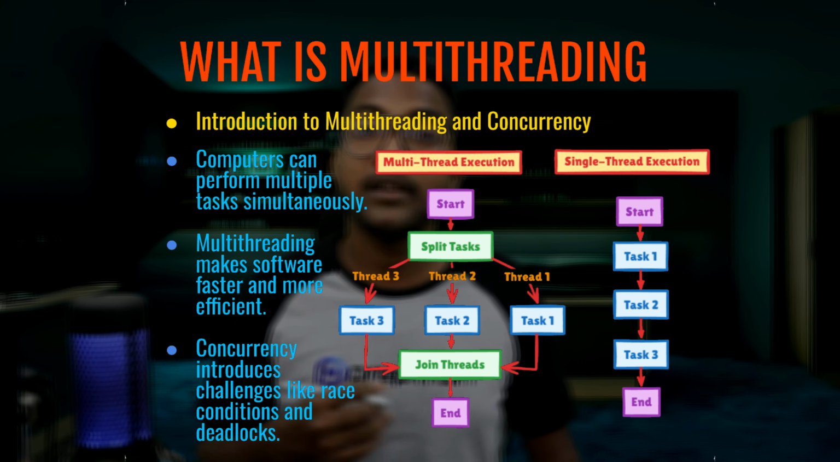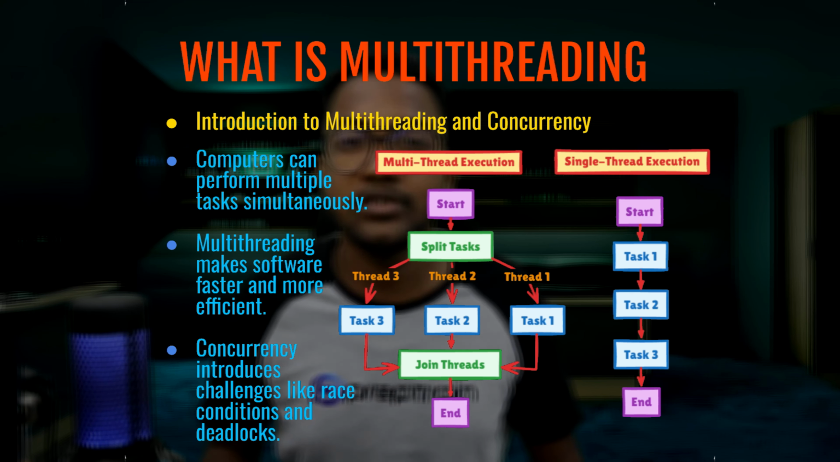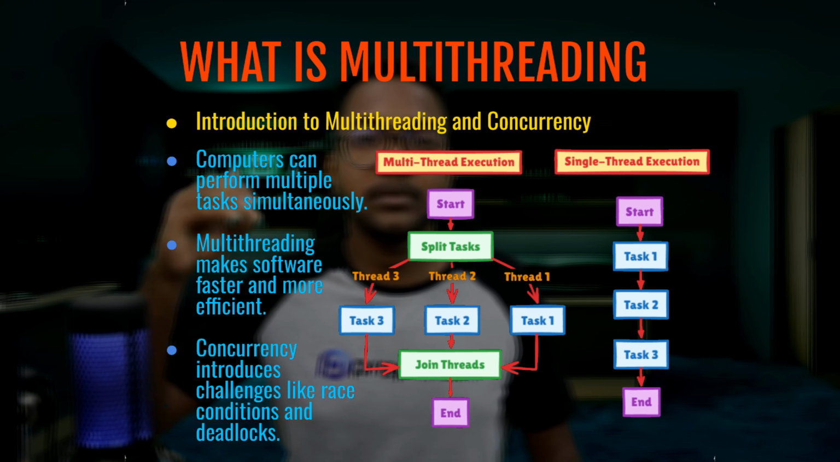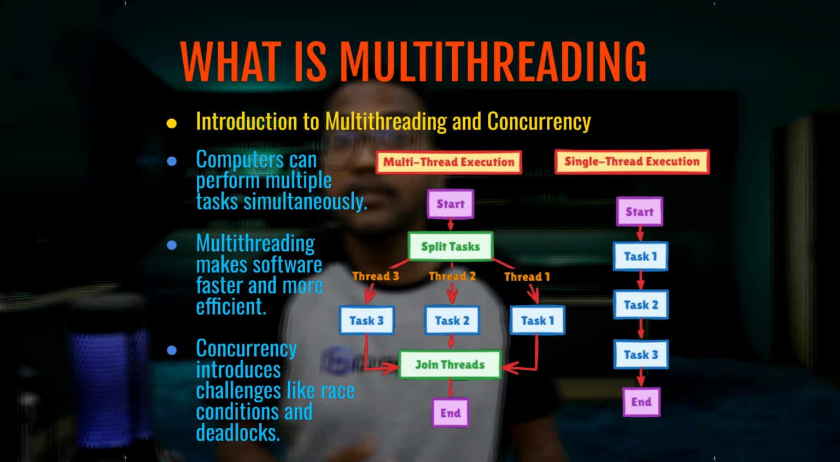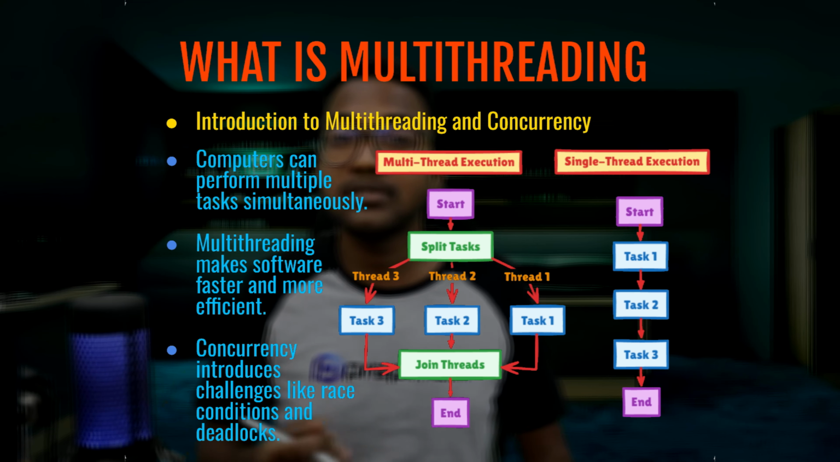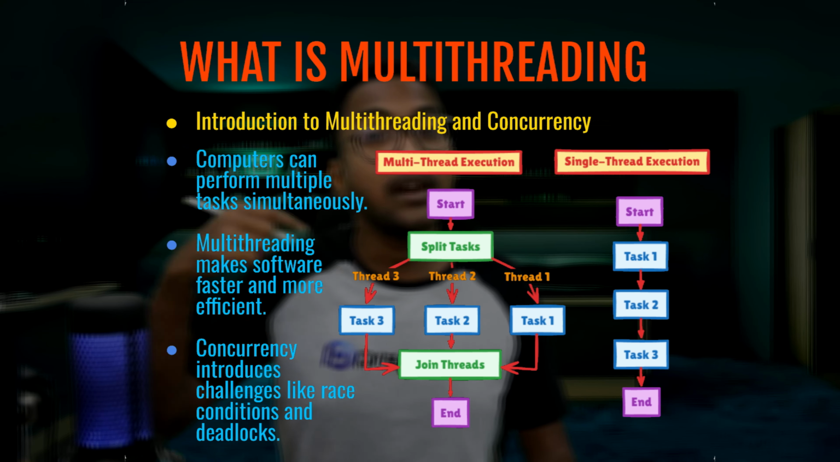Now, this is particularly useful for tasks that can be split into smaller independent jobs. For instance, when you are loading a web page, one thread could be responsible for loading images, another for loading text, and yet another for handling scripts. By running these tasks in parallel, the web page loads much faster than if it had to wait for each piece to load one after the other.